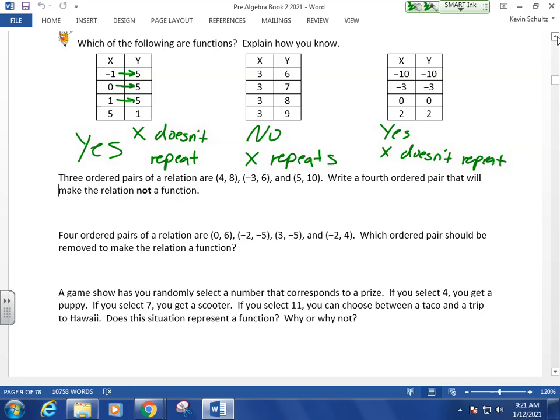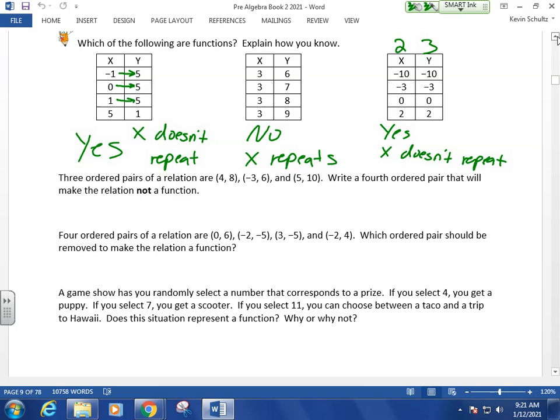Okay. Aiden. Could there ever be a case where x does repeat and it's still a function? No. The only thing is what you brought up earlier, where if the same ordered pair is listed twice, but then it's the same ordered pair. But there's no exception to where the same x value equals 2 different y's, it's not a function.